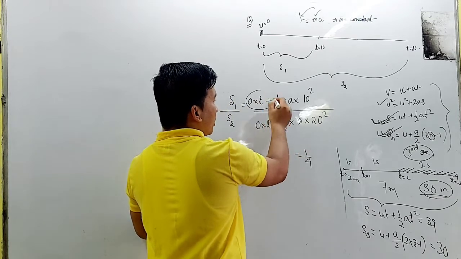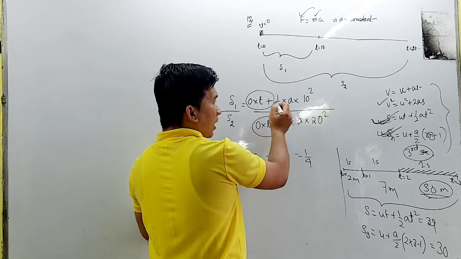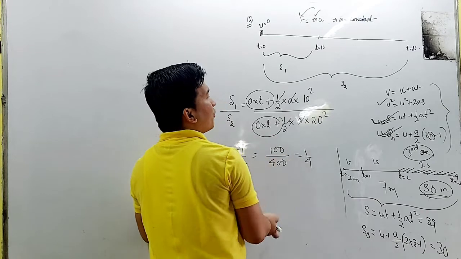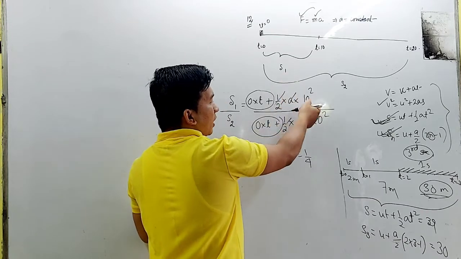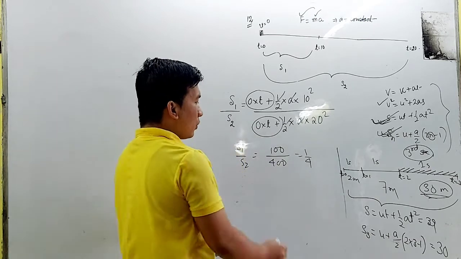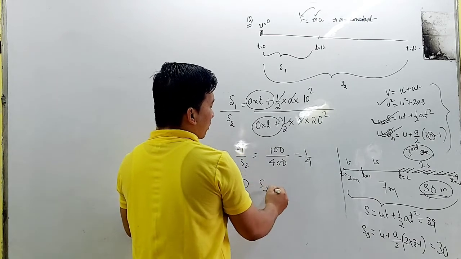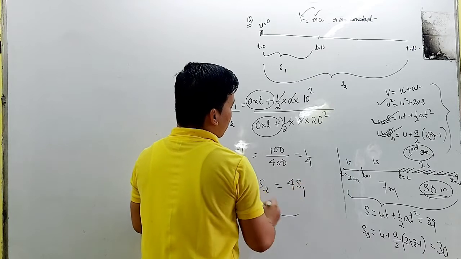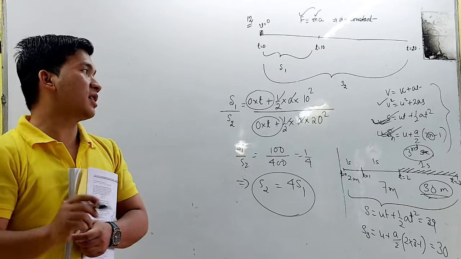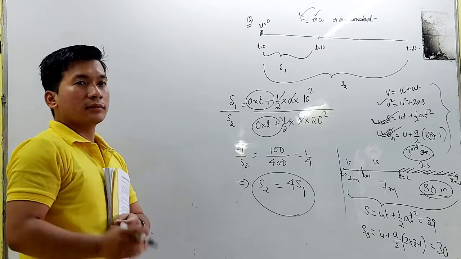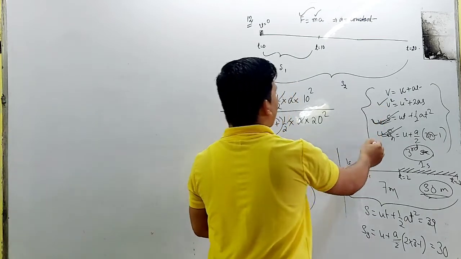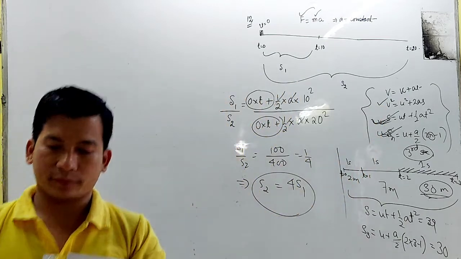The first term will be 0 and this will be 0. After getting 0, 0, the half a gets cancelled out, and we are left with 10 square in the numerator and 20 square in the denominator. After simplification, we have 1 by 4. So S2 will be equal to 4 times S1. Finish. This will be the relation. Do you understand how to apply this basic kinematics formula? You have to understand this.